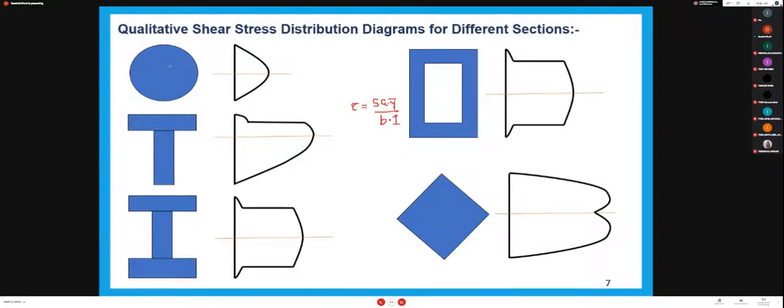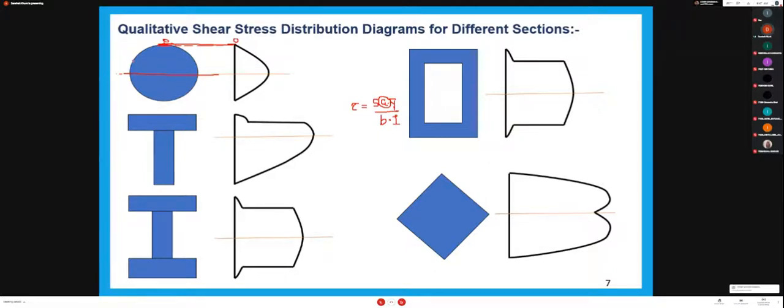Now consider the circular section. So this is our neutral axis. If we consider the top portion, this one, the area above this section is 0 because there is no area above the top point. So in that equation, the A value becomes 0. If the A value is 0, then the shear stress value is 0. So here shear stress is 0.